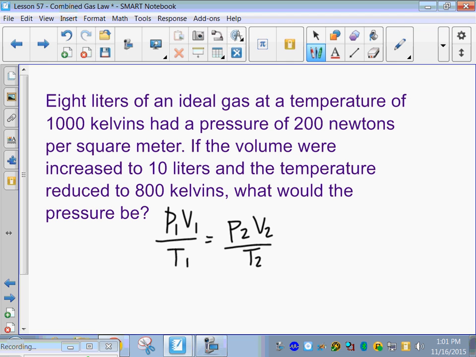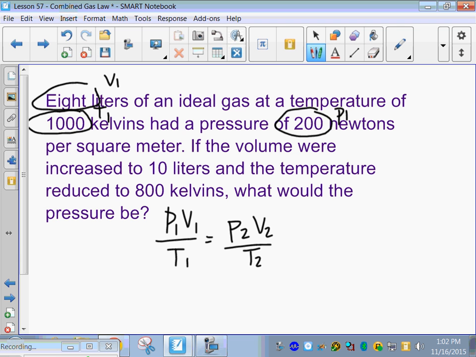We go back through the problem. 8 liters of an ideal gas. Liters is volume. So 8 is going to be our first volume. At a temperature of 1,000 kelvins, kelvins are temperature, so this is going to be our T1. Had a pressure of 200 newtons per square meter, so our 200 is our first pressure. So that's all of our first step.